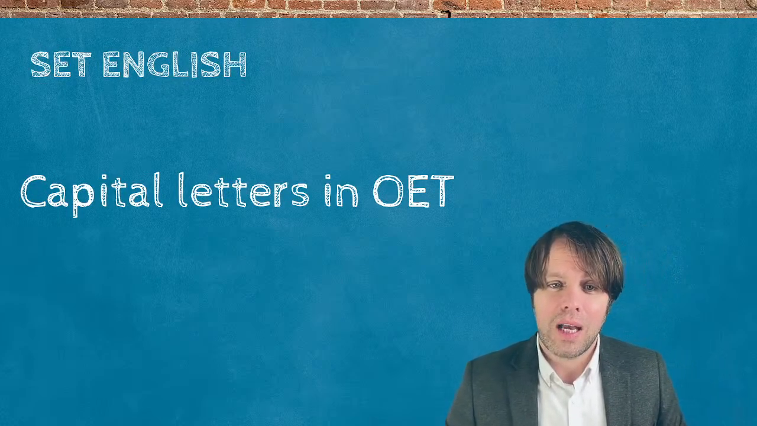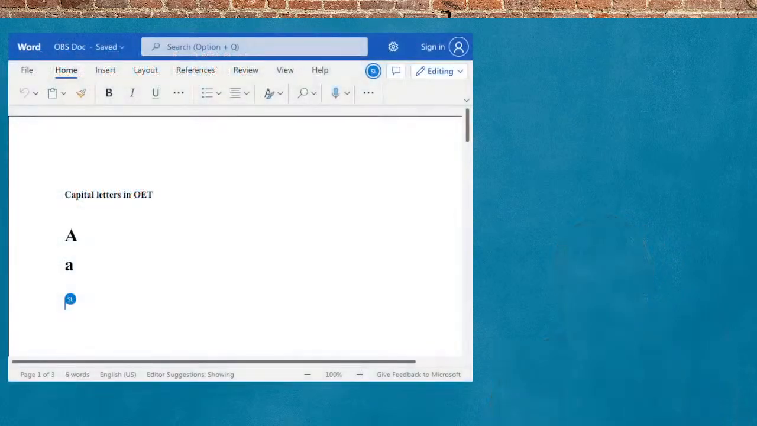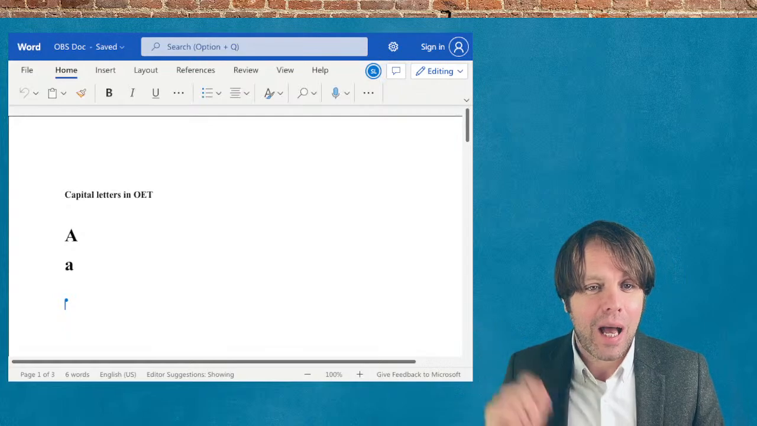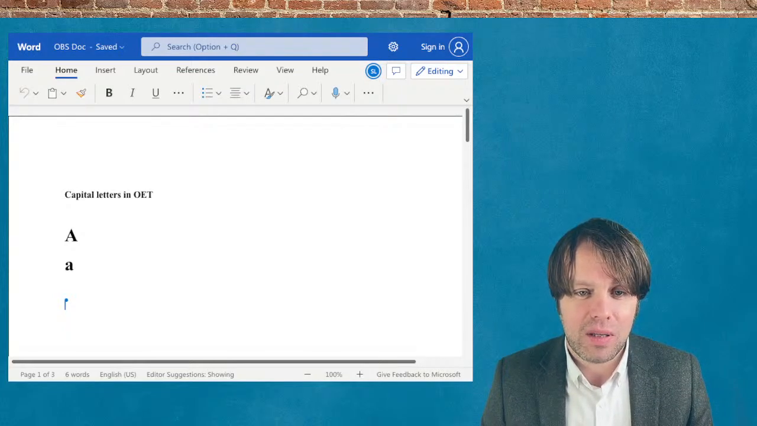So let's get started, okay? So capital letters in OET. I'm going to put something on the board so you'll be able to see this here. This is my Word document today, and I'm going to talk today about capital letters. So we're going to start by just something very, very simple.